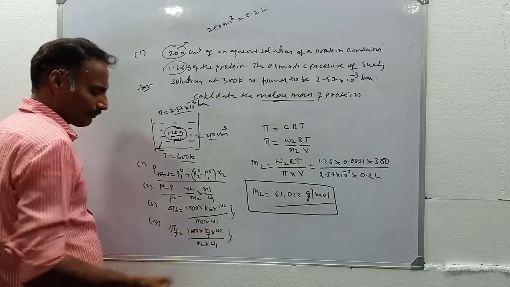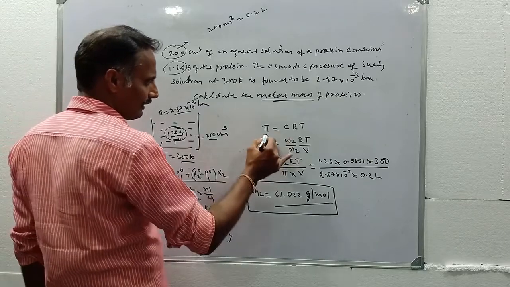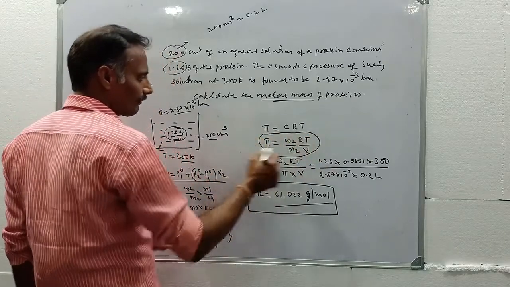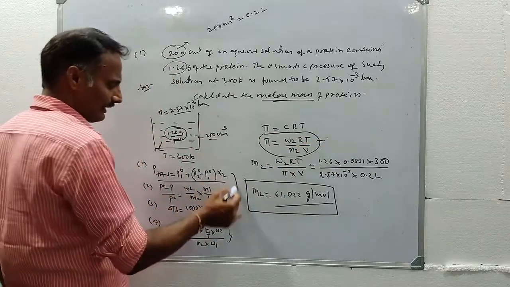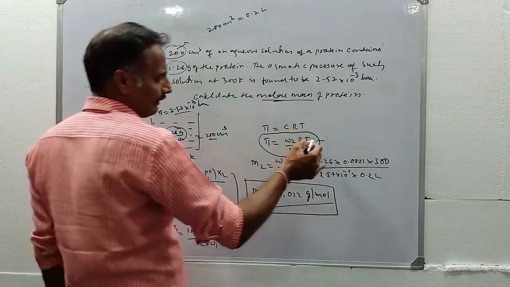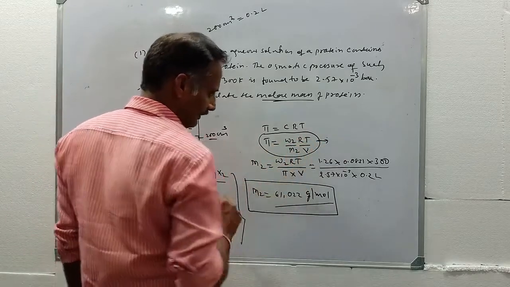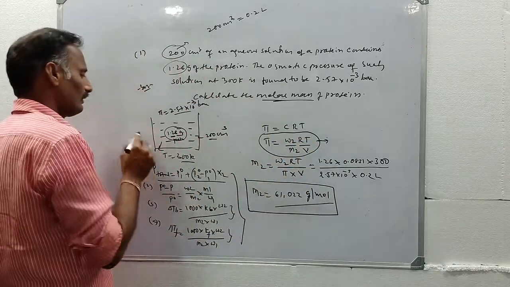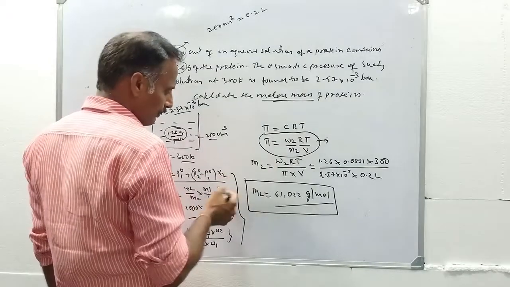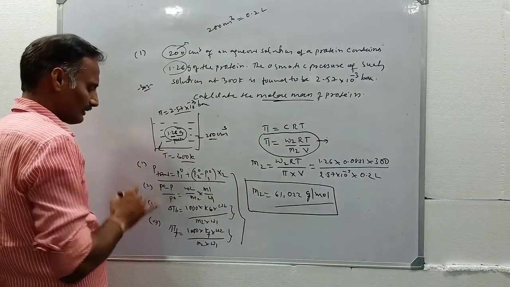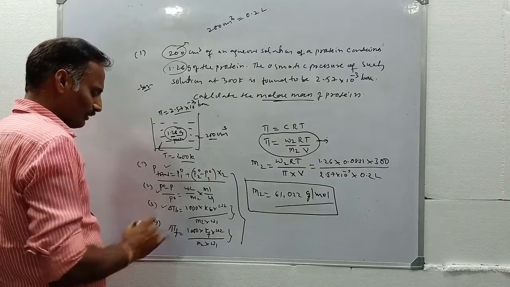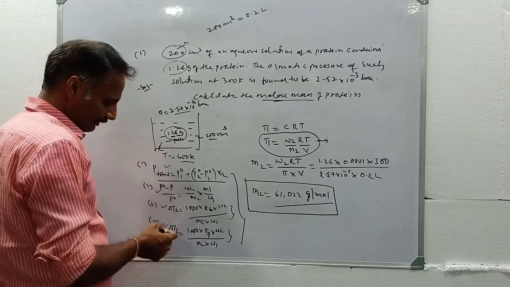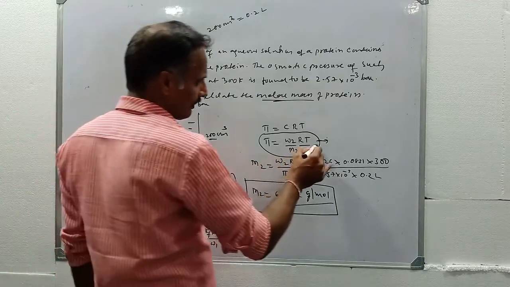And the next one is osmotic pressure. Based on these colligative property formulas, one problem is asked every year for 3 marks. That's why, dear students, you should practice more problems based on these formulas: Raoult's law, relative lowering of vapor pressure, elevation of boiling point, depression of freezing point, and osmotic pressure.